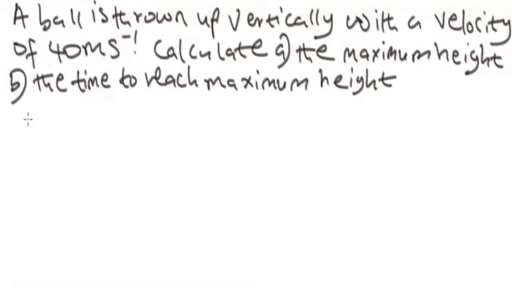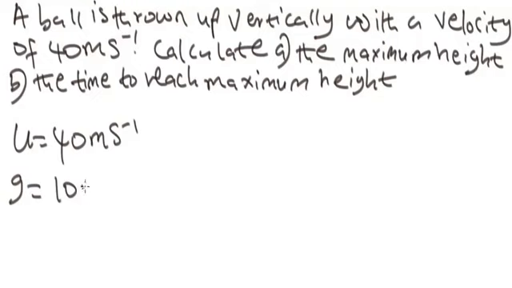Remember what I told you initially when I was starting this video. Since it's going against gravity, our g will be negative. So let's write our parameters. Our initial velocity is 40 meters per second, then our g will be 10 meters per second squared. Remember, g will be negative, not positive. We're looking for the maximum height, so x is unknown, and then our v will be 0.